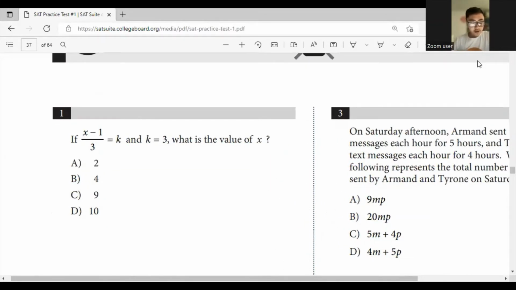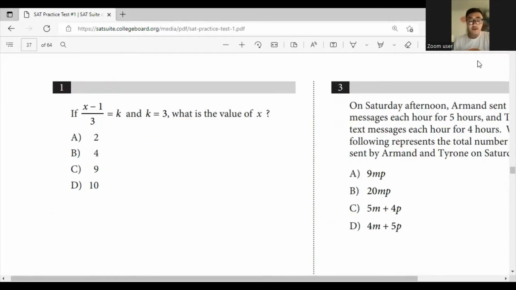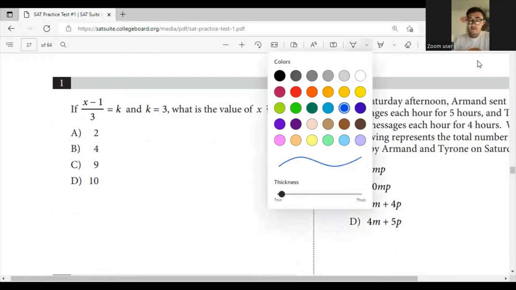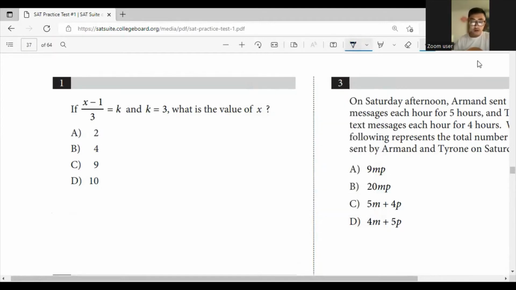Number one, if x minus 1 over 3 equals k and k equals 3, what is the value of x? Let's go ahead and just get my marker ready. All right. So if x minus 1 over 3 is equal to k, which we know is 3, I'm just going to substitute k for 3. And then we just want to know the value of x, right? So what I'm going to do is multiply 3 on both sides.